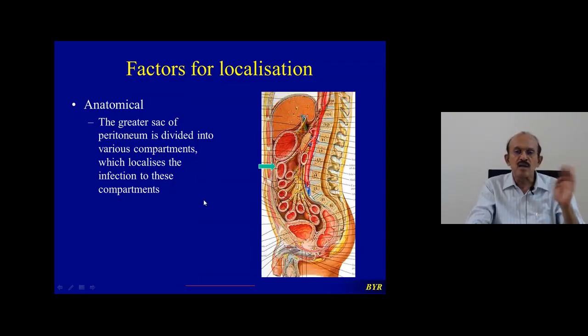So we can divide these compartments anatomically. What are these divisions? Subphrenic spaces: below the diaphragm, there are spaces. These spaces are created because of the presence of the liver and its various ligaments. The various ligaments attached to the liver make these spaces.